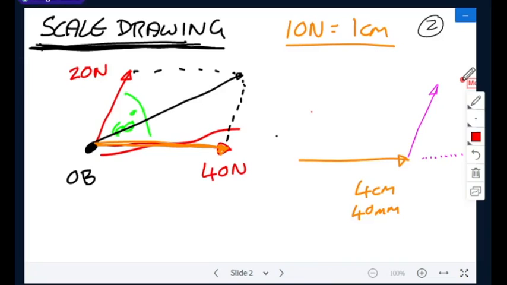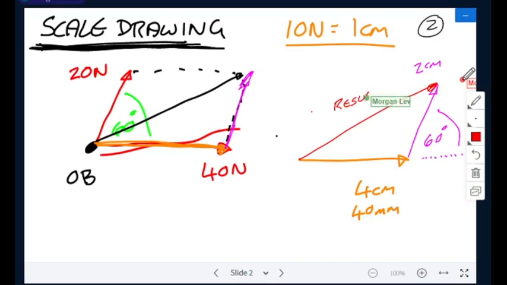So you'd have to put your protractor on there and draw 60 up. And then draw a line, 20, which is 2 centimeters, because we're doing 10 newtons as 1 centimeter. So we're just adding on like that. That's easy. And the resultant force, because we're trying to find out, would be where you draw a line from there to there. That would be the resultant force.